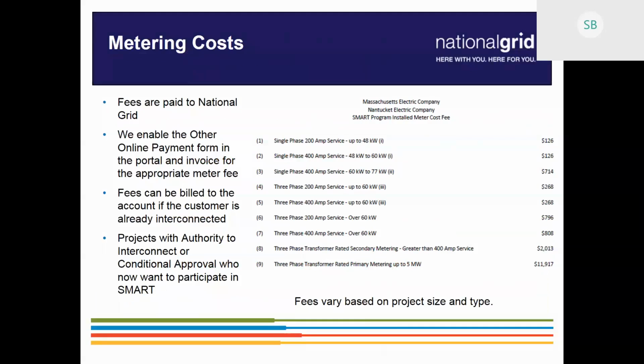Yeah, we do have some questions online. So this question in relation to SMART might be more of an engineering question. It's in relation to placement of meter. So the question is, can a smart meter be located on the secondary side of a customer-owned transformer for any size system? Are there any limits to this? It doesn't make sense to install a primary meter for a 100 kilowatt system, for example.